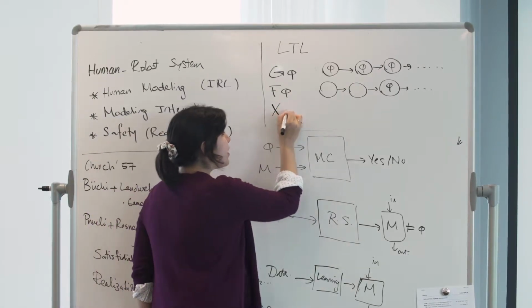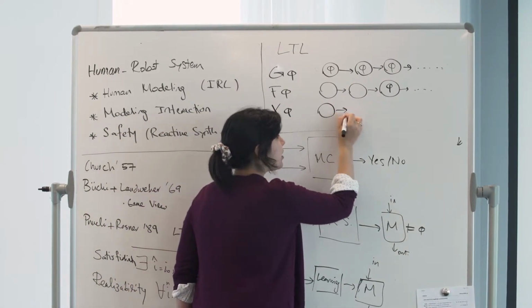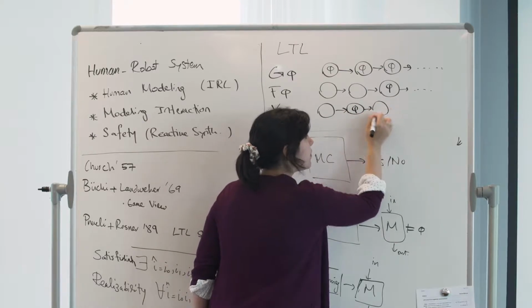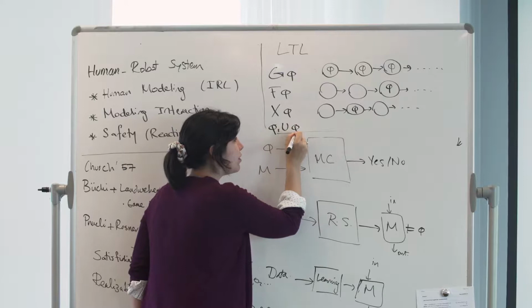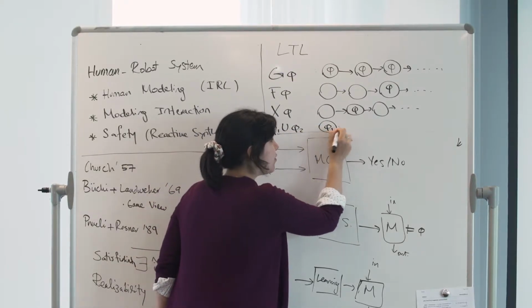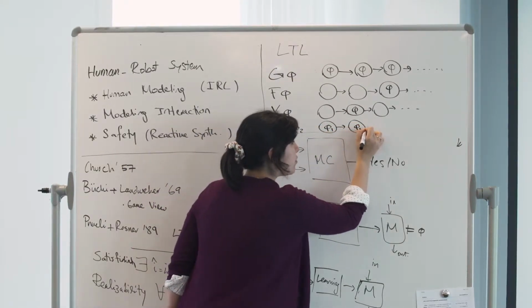We have next phi, and what that means is wherever I'm starting, at the next time step, I'll see phi. And then we can have phi1 until phi2, which means that I'm going to see phi1, and at some point in the future, maybe I'll see phi2.